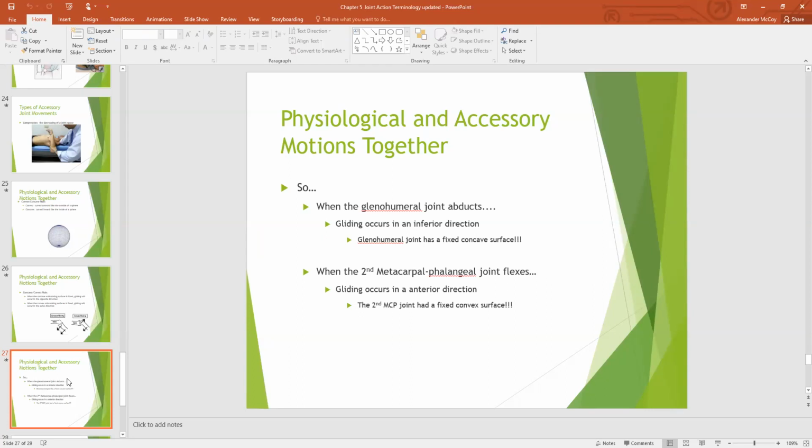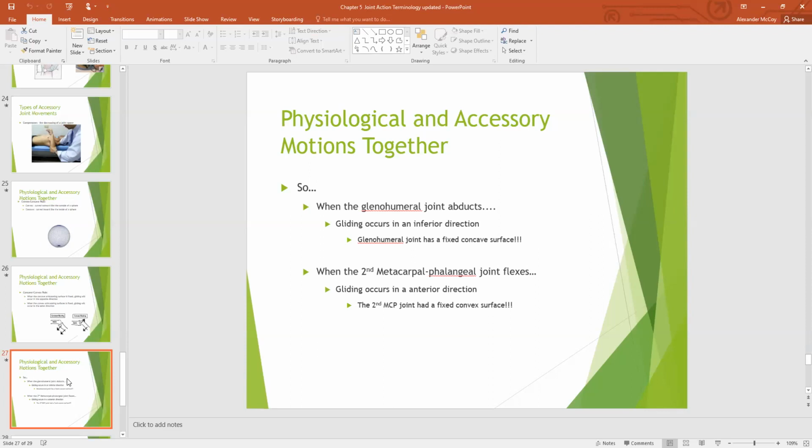If it did not, that would cause impingement at the top of my shoulder. And that's that stabby pain that some people get, because without gliding occurring in that joint, you're not going to be able to abduct that arm out to the side. That gliding has to occur within the joint.